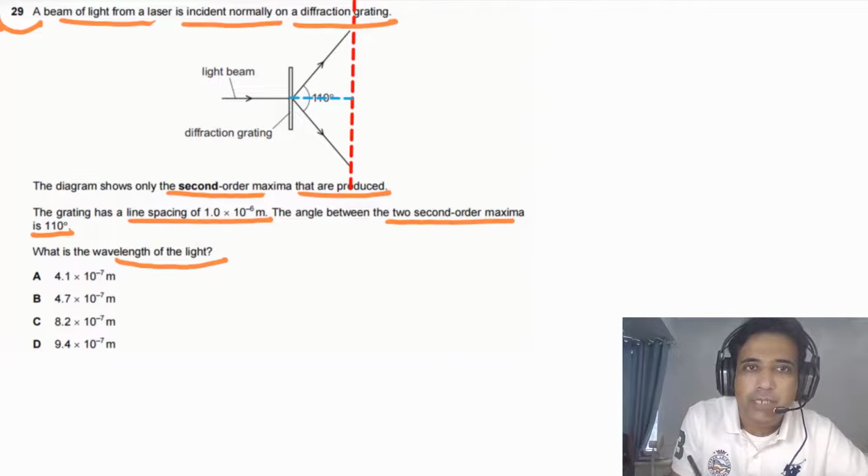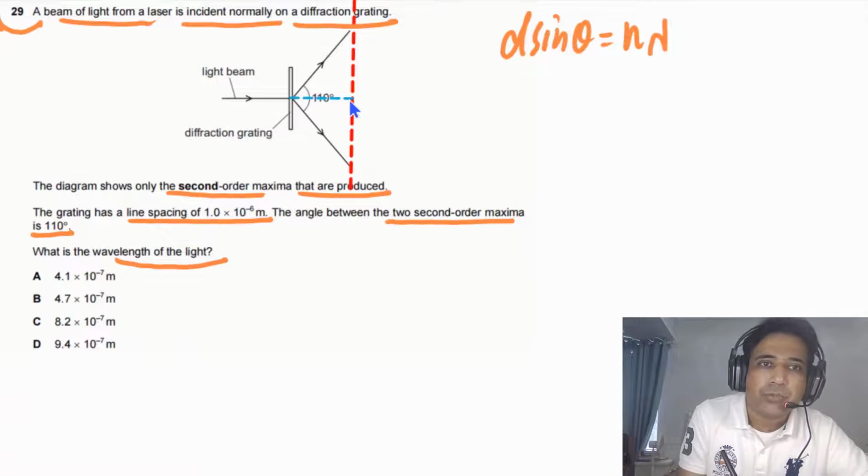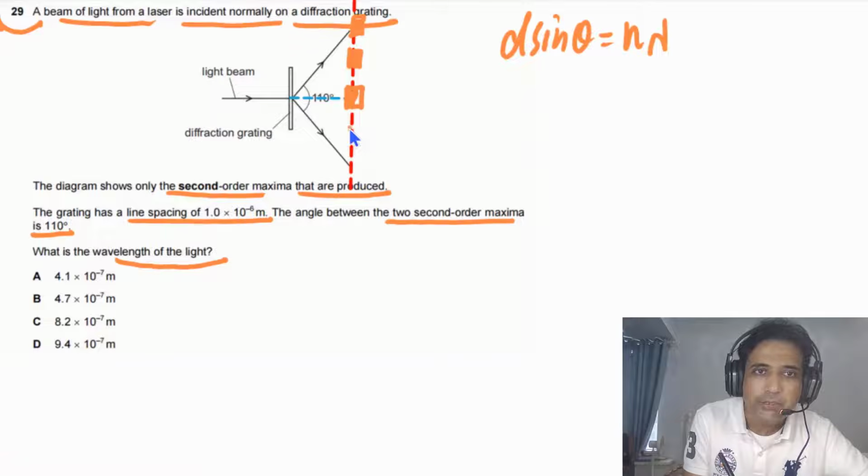Now we need to understand the formula for diffraction grating: d sine theta is equal to n times lambda. In this case, we will have the center maxima here, and then we will observe the first order, and then the second order. So here will be the second order, and here also we will observe the first order, and here the second order.